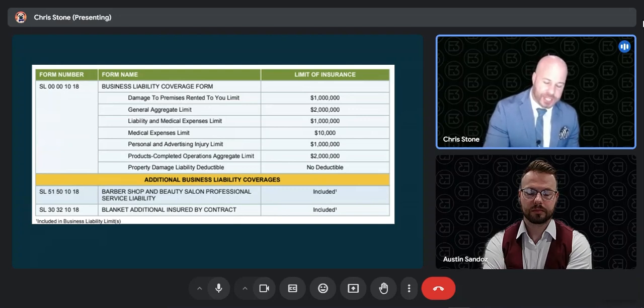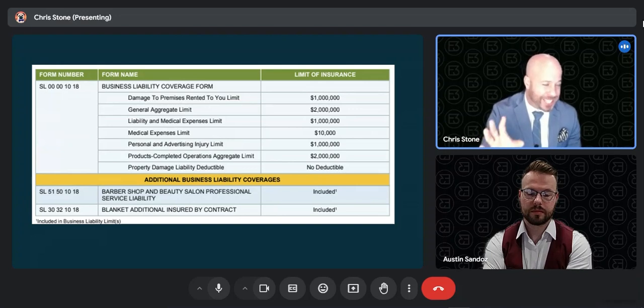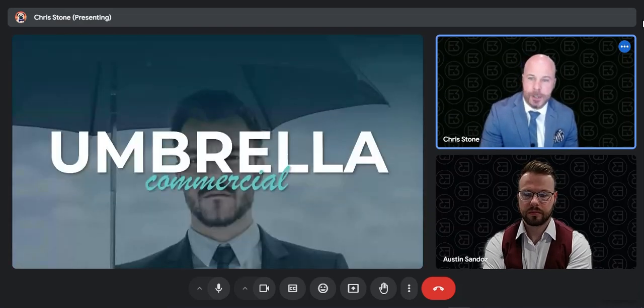Also, she has $5,000 in business personal property that's not shown here, that's listed on here. So she's getting her GL, general liability, her professional liability, blanket additional insured by contract, and her BPP all on one form. This entire policy cost $530 annually, where she would be paying upwards of $1,400 to $1,500 if she was buying these coverages individually. That's the power of packaging.